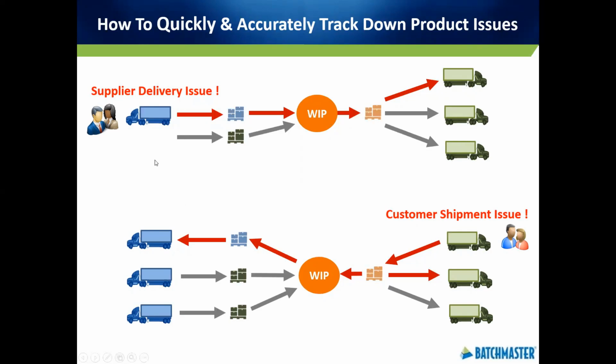Now, you may have issues with a vendor delivery, and we'll track that through WIP to customer shipments, or a customer may have an issue with their received shipment, and we'll backtrack that into a batch job, and if necessary, backtrack it to a supplier delivery.